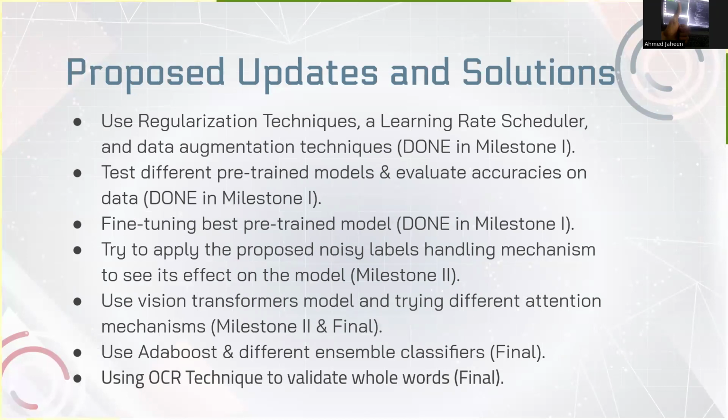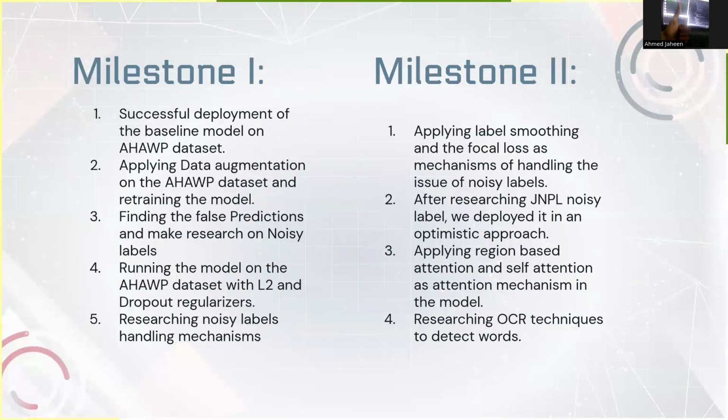And that's our proposed updates and solution, which is the regularization techniques and learning rate schedule that we did in Milestone 1, and other things that you can see, region transformer, AdaBoost, and OCR. And that's the progress done in Milestone 1 and 2, where we did the data augmentation and running the baseline model in Milestone 1, and false prediction researching.